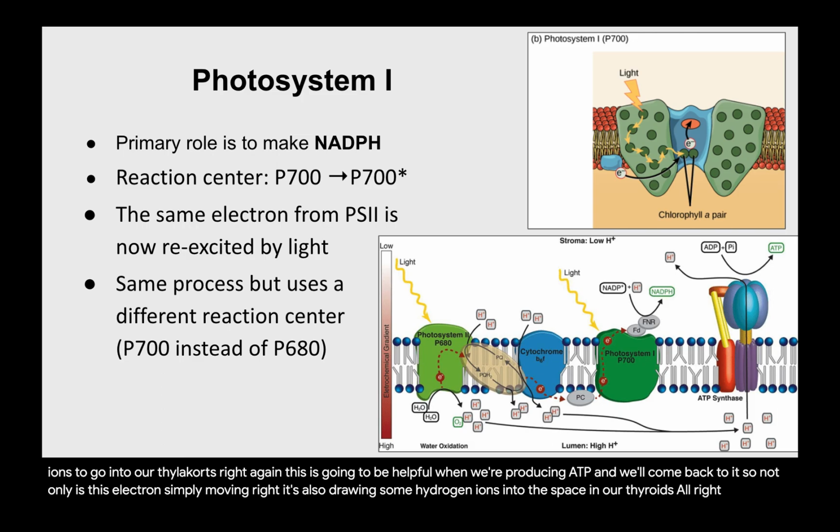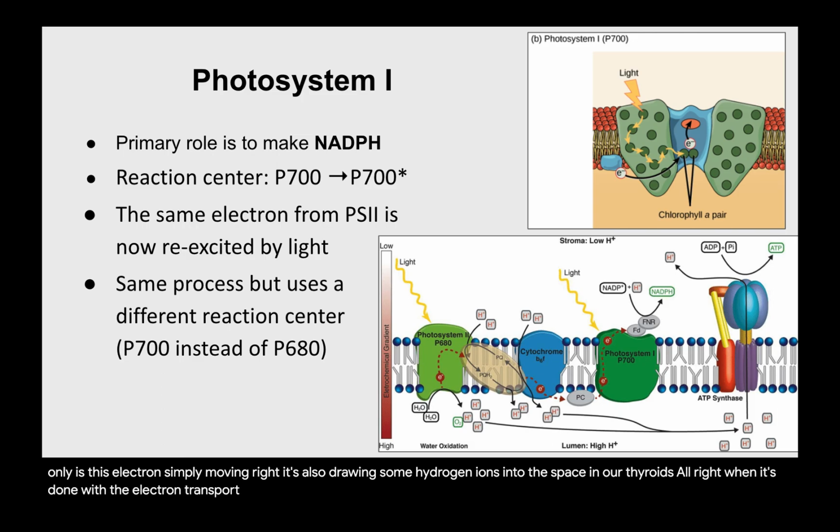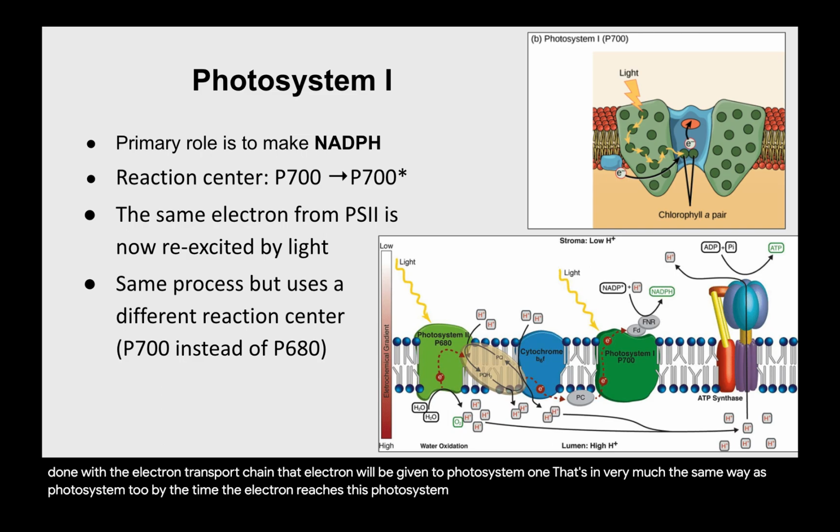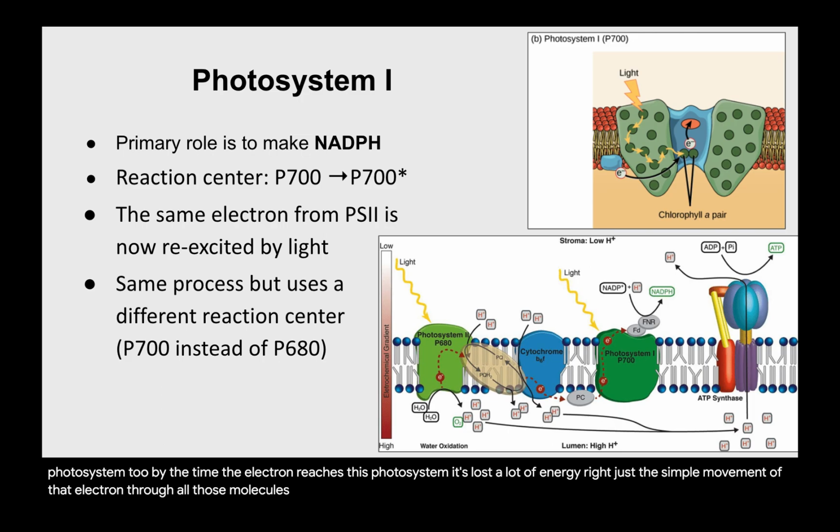All right, when it's done with the electron transport chain, that electron will be given to photosystem 1. Photosystem 1 acts in very much the same way as photosystem 2. By the time the electron reaches this photosystem, it's lost a lot of energy. Just the simple movement of that electron through all those molecules, it's lost a lot of that initial energy that it first absorbed from the sunlight.